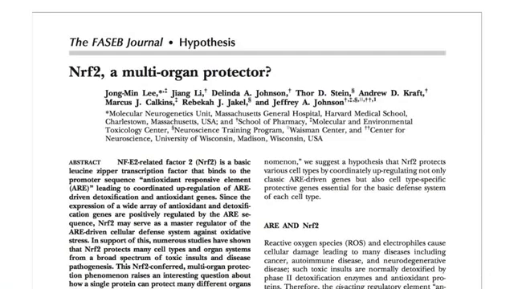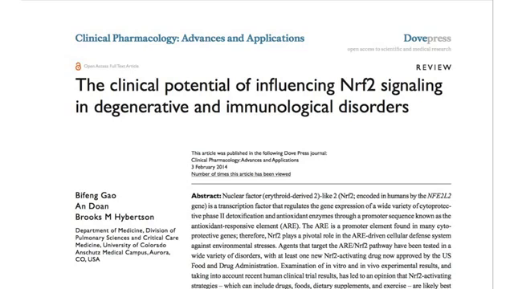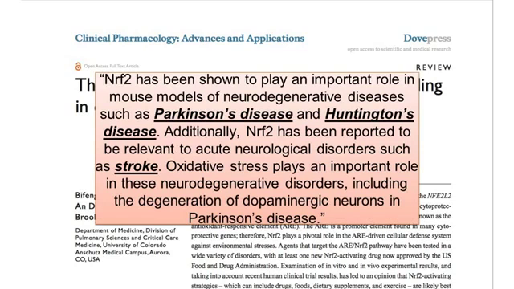I'm not going to go through all of these articles in great detail, but this one in particular talked about how NRF2 may be a multi-organ protector. This talks about the importance of NRF2 in immunological disorders. And in this particular article, they showed that NRF2 played an important role in Parkinson's, Huntington's chorea, and other neurological conditions. It was important in stroke, and they found that oxidative stress played an important role in these neurodegenerative conditions and in Parkinson's disease.